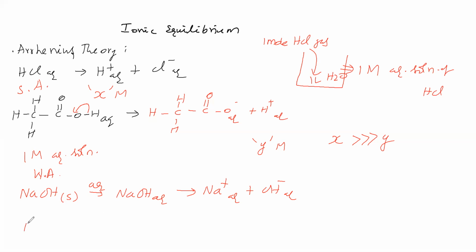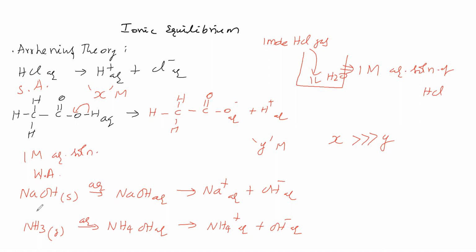Next we will take ammonia gas and pass it into water. It reacts with water and becomes ammonium hydroxide. This ammonium hydroxide dissociates in water to give NH4 plus aqueous and OH minus aqueous. So ammonia gives OH minus in aqueous solution. Therefore ammonia is a base as per Arrhenius theory.